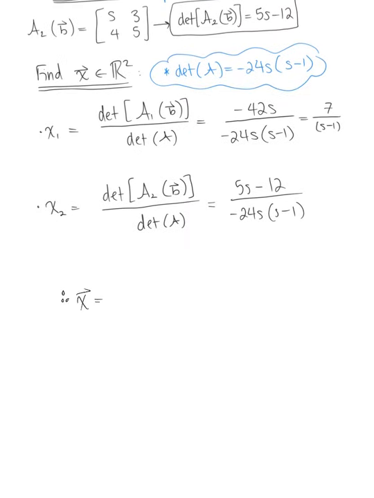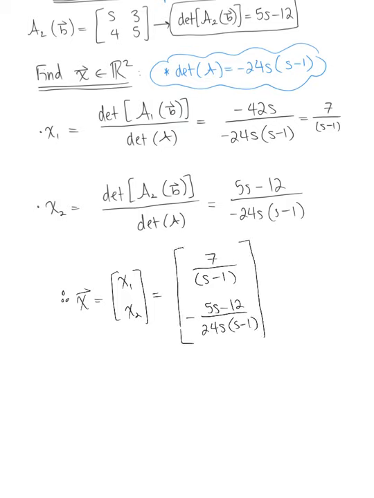So therefore, vector x in R2 is defined by the components. For x sub 1 it is 7 over S minus 1. And then we have, for x sub 2, 5S minus 12. We can even put that negative in front. And this is all divided by 24S times S minus 1. And remember, this is such that our parameter cannot be equal to 0, nor can it be equal to 1. And so this is our beautiful final answer.